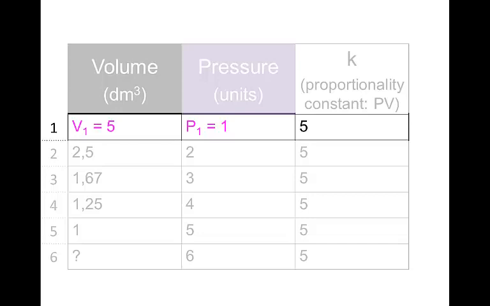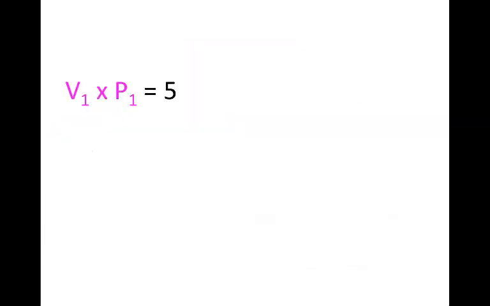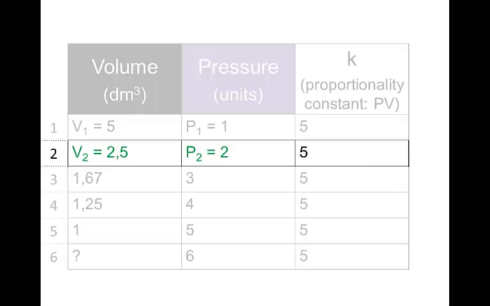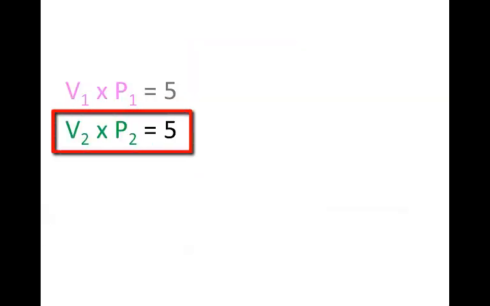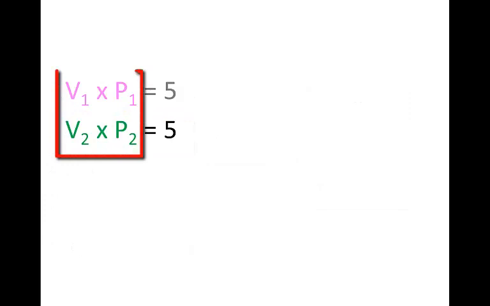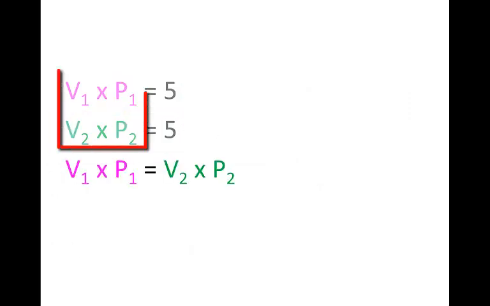Now let's put this pattern of inverse proportion into an equation so that we can solve things nice and neatly. Let's call the volume in line 1 V1, and the pressure associated with it P1. We can see that in this particular case, V1 times P1 is equal to 5. Now let's take line 2's data and call it V2 and P2. V2 times P2 also equals 5. So since both of these equal the same thing, these two must equal one another.